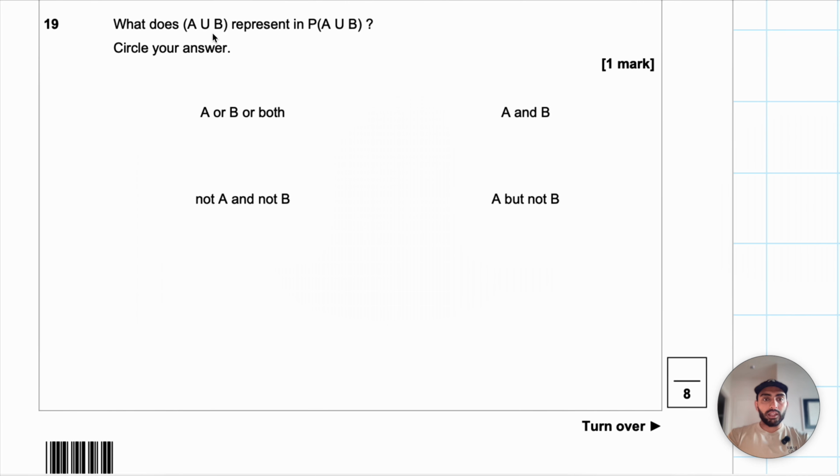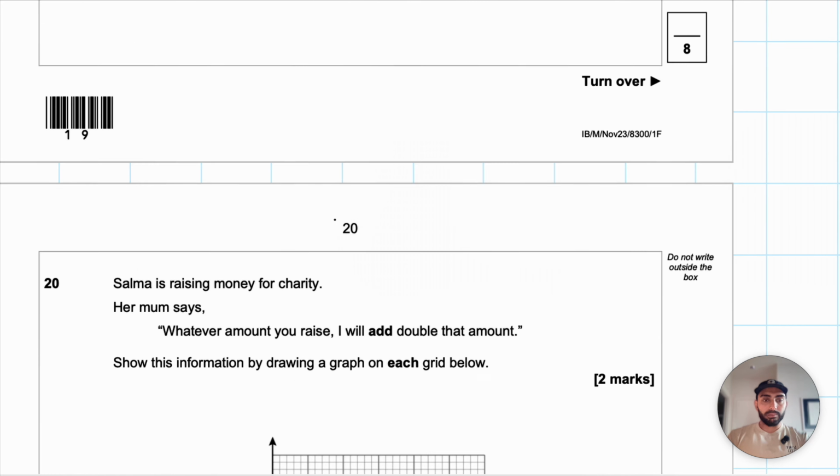Question 19, what does A union B represent in probability of A union B? This just means A or B, or it could be both. So it's going to be this one.